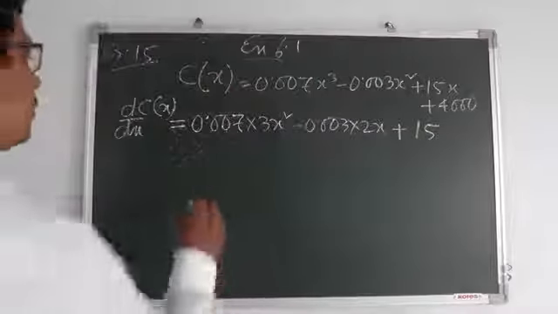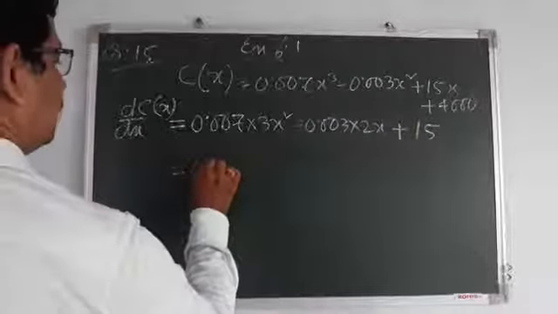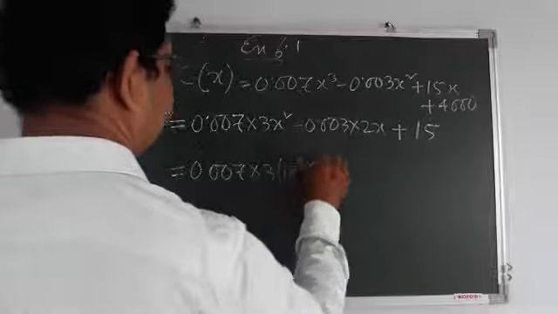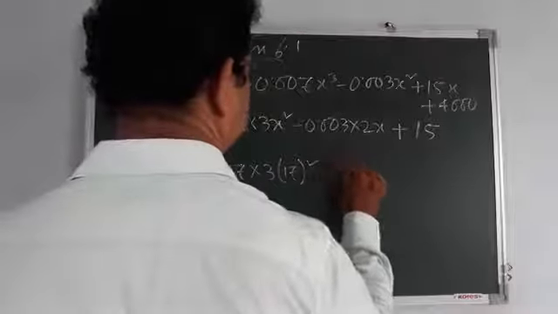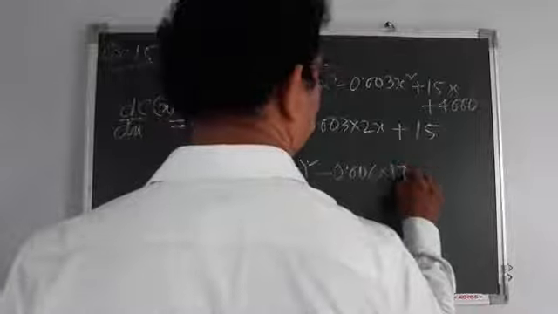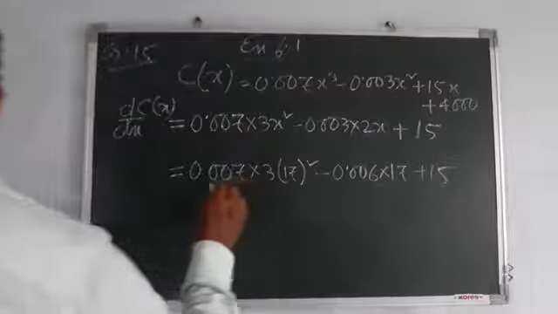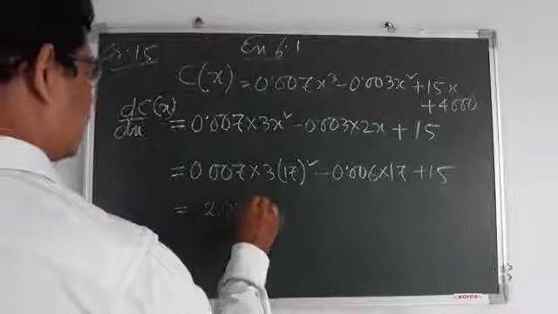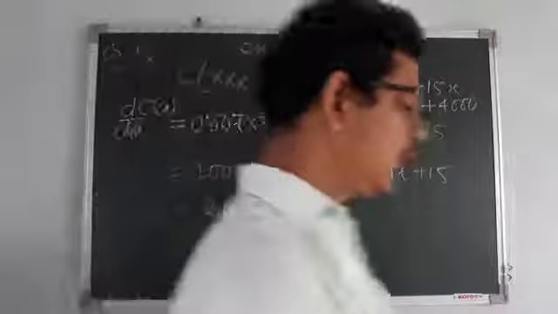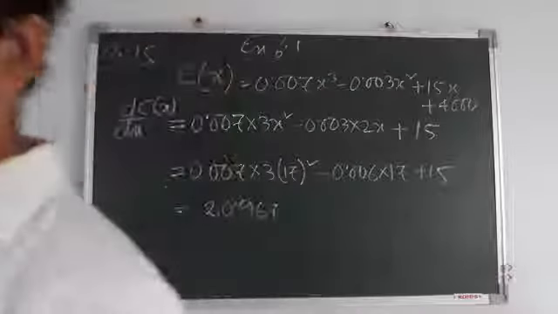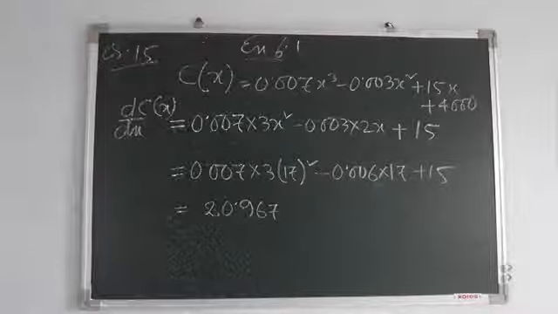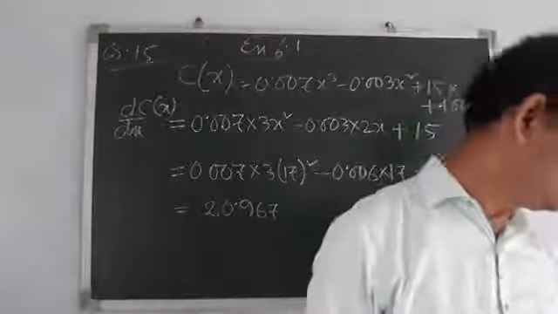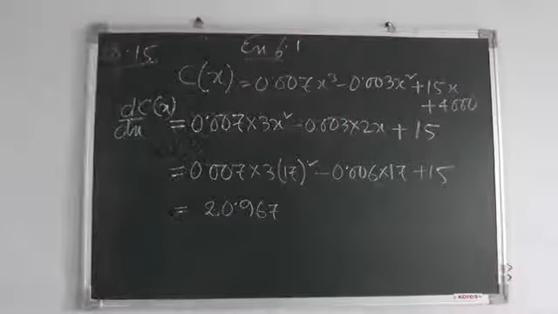Now at x = 17, if we put x = 17 here, 0.007 into 3 into 17² minus 0.006 into 17 plus 15. Then after simplification, we will get 20.967. Calculation I have skipped, already I have calculated earlier to save the time. So this is our marginal cost, and that we can calculate from our cost price.